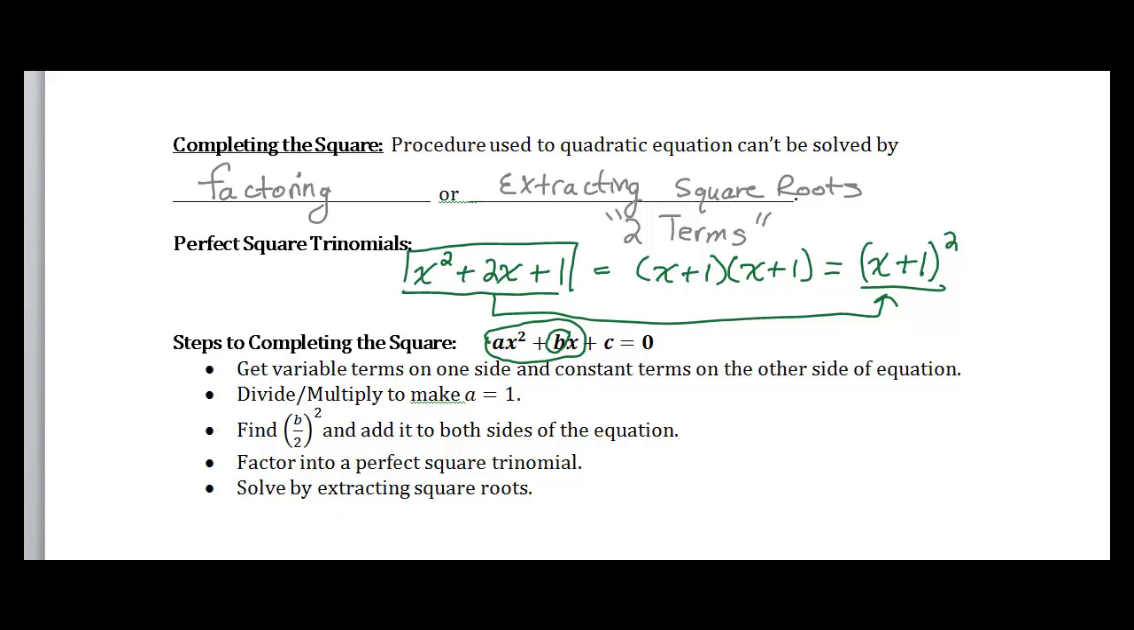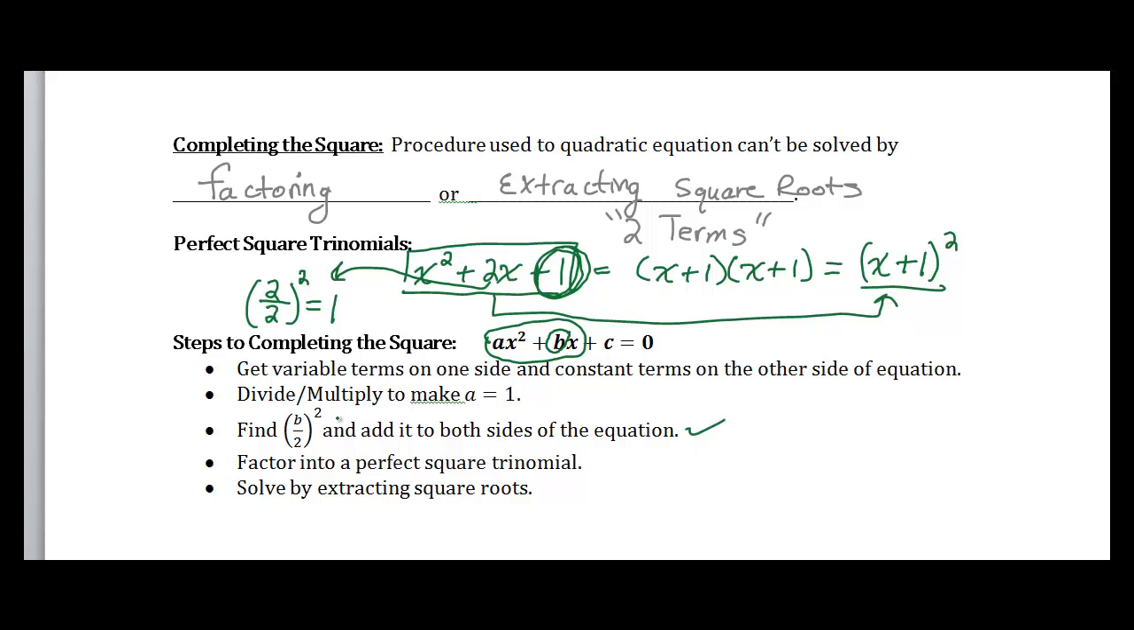For instance, if I look at this example here, my b in this example is 2. So if I take half of 2 and square it, that's 1 squared, or 1. It'll always be the number here that you're going to need in order to factor into a binomial squared. So this part right here is the most important part of completing the square. Without it, we can't do it.